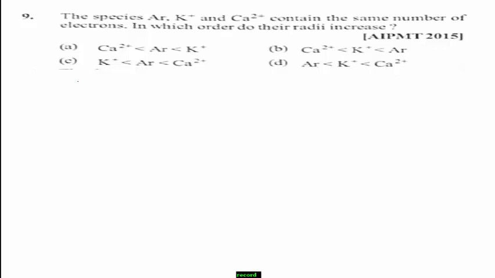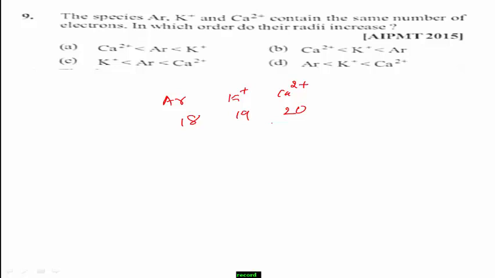Students, the species argon, potassium ion and calcium ion contain the same number of electrons, therefore these are an example of isoelectronic species. The number of protons: argon contains 18 protons, K+ contains 19 protons, and Ca2+ has 2 electrons less, but protons are 20, respectively.